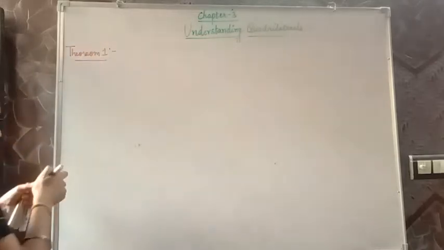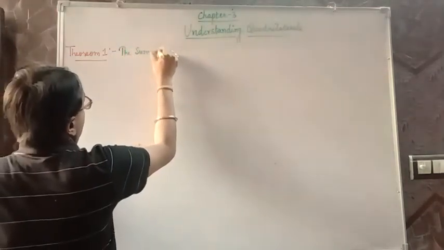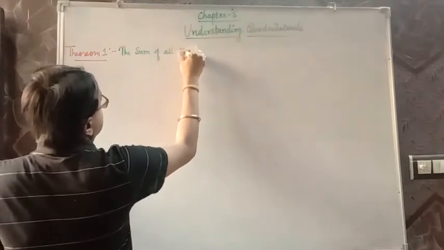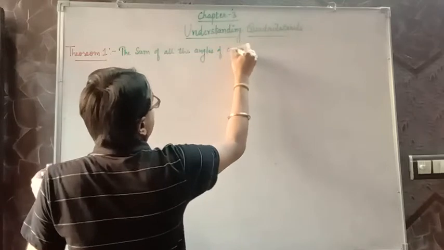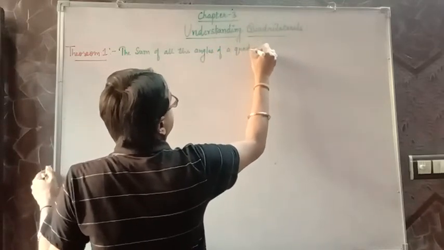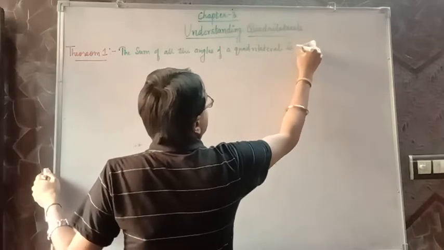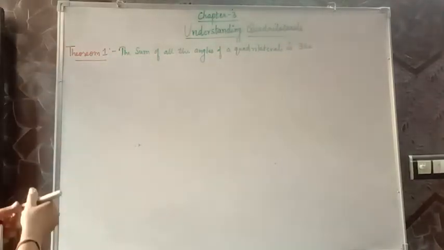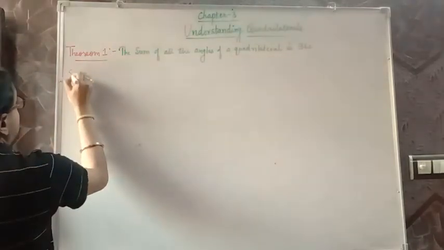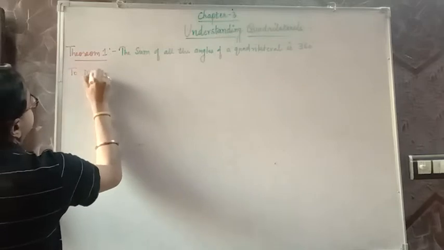First theorem of your chapter: the sum of all the angles of a quadrilateral is 360 degrees. We have to prove this. So, solution first. We have to prove.